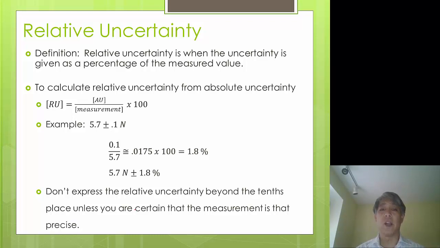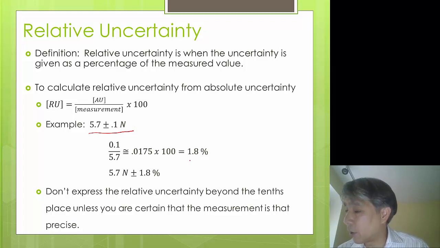Relative uncertainty is expressed as a percentage. It gives you a better sense sometimes of how accurate or how precise a measurement actually is. Okay, and basically it expresses your absolute uncertainty as a percentage of your measurement. So for example, here I have 5.7 plus or minus 0.1 newtons. Okay, what percentage of 5.7 is 0.1? It turns out after I do the calculation, it's about 1.8%.